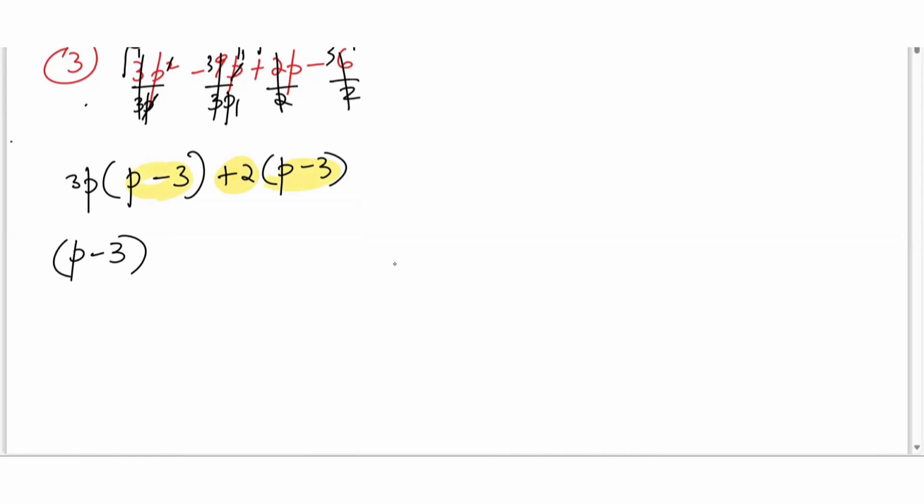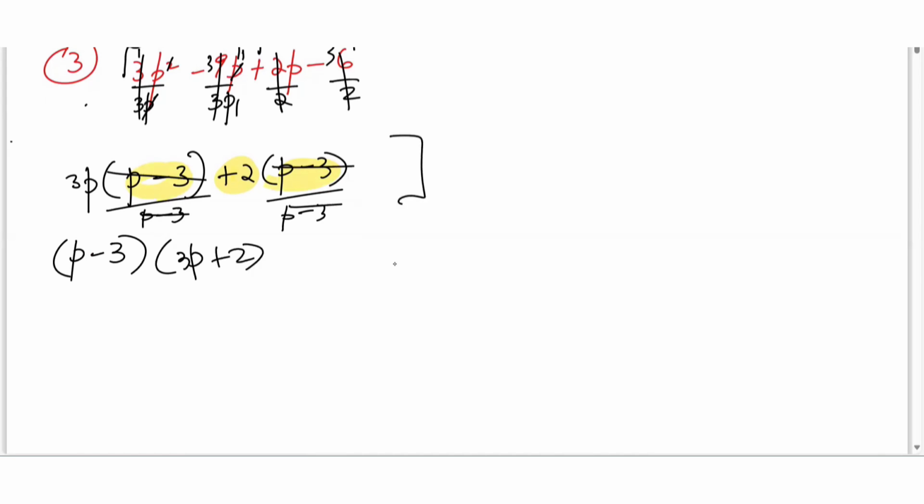And if I divide throughout by it, if I divide this by it, if I divide this by it, you could see it would have cancelled itself, leaving 3P, and it cancels here, leaving plus 2.